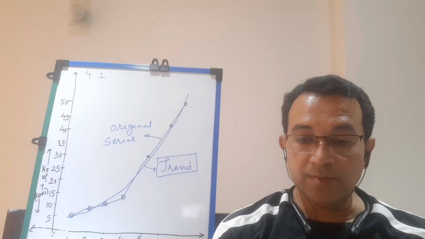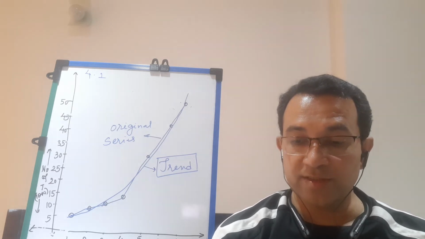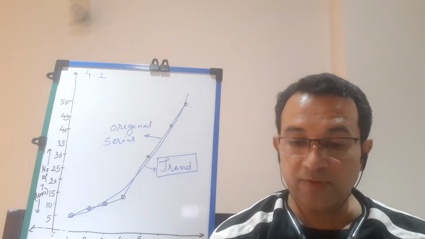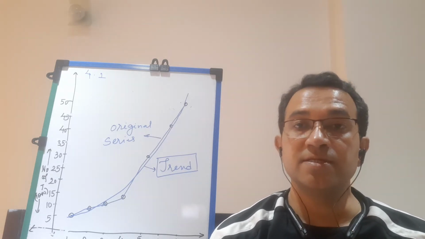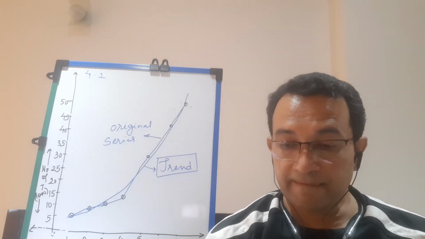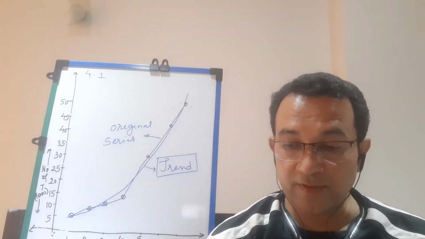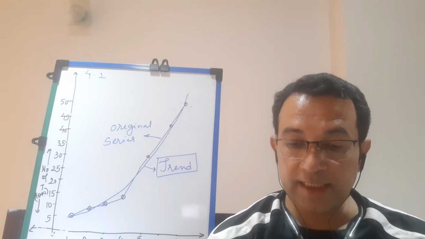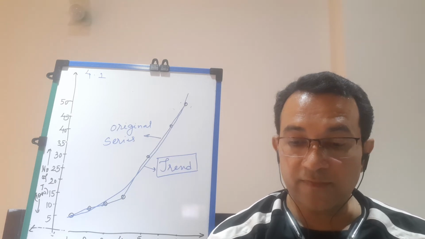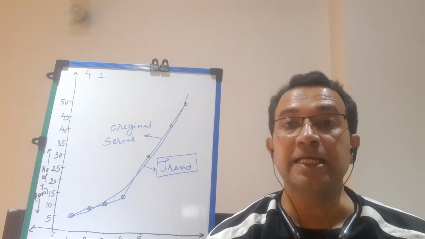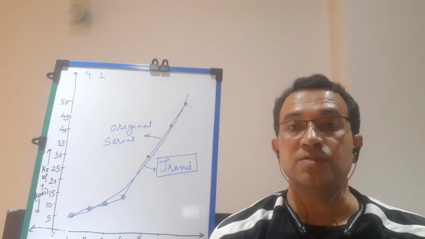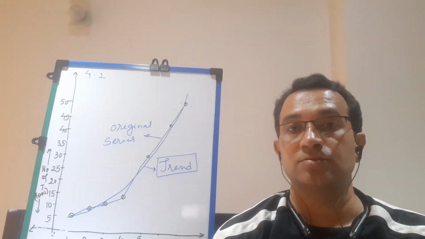The data regarding number of girls per 1000 boys in the age group 0 to 6 years of a state are given in the following table. It is sex ratio. Number of girls per 1000 boys in the age group 0 to 6 years of a state are given in the following table. Obtain the linear trend using graphical method. Mark the word linear trend. Whenever it is linear trend, students, we have to draw a line, not a curve.